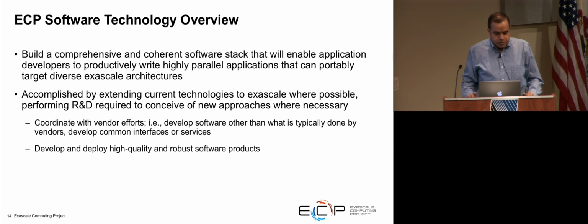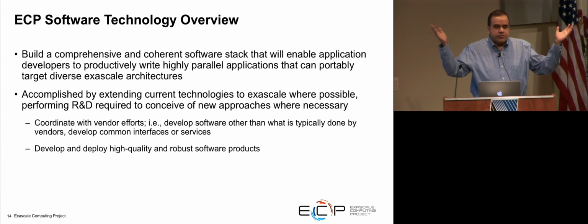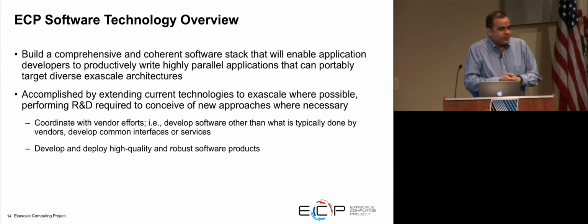But the majority of things that we are doing are things that sit on top of what the vendors provide. And even today, that is the story. The vendors don't provide the entire software environment. That comes from the labs or universities and other open source efforts. And we have to develop and deploy high quality and robust software products that are actually deployed and used. So it can't be just a prototype. This has to work in practice.